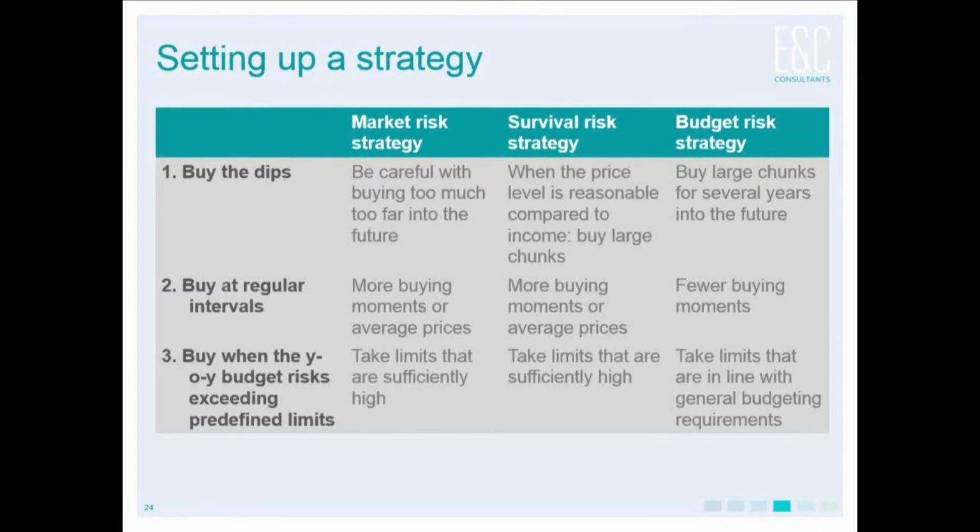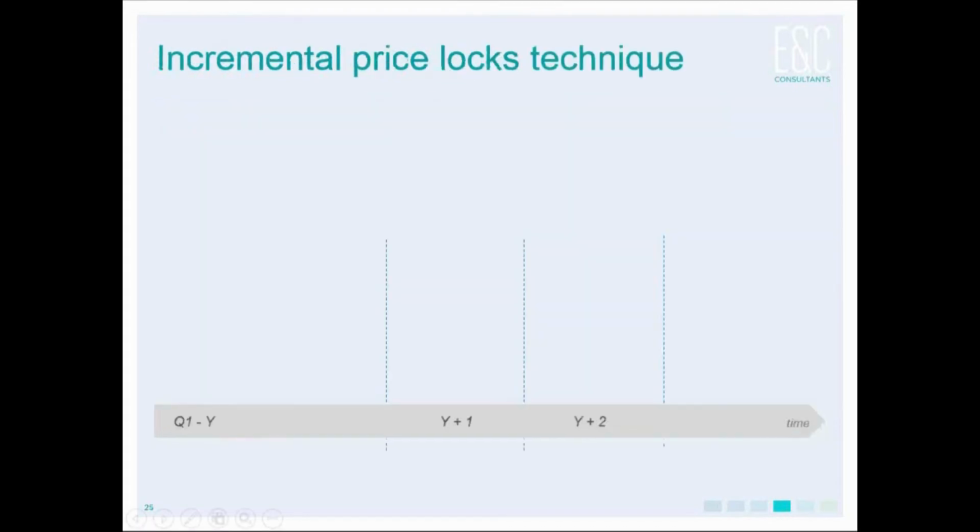A third principle is have your maximum year-on-year increases defined, so that you don't run into problems when markets start to increase and that you know what to do. And typically, budget risk strategies will allow for much smaller percentages of maximum allowed year-on-year increases. With market risk, again, you need to be very careful applying these principles.